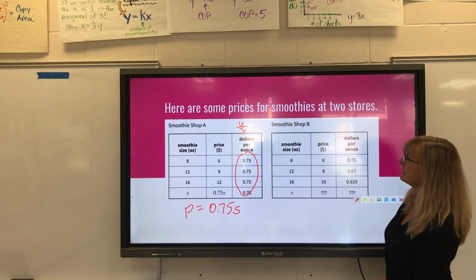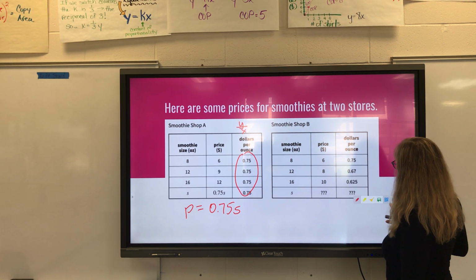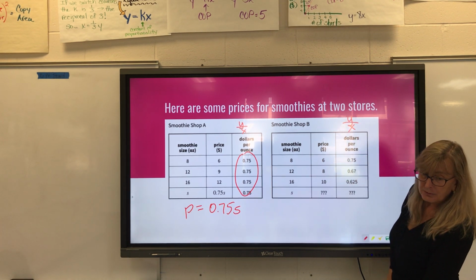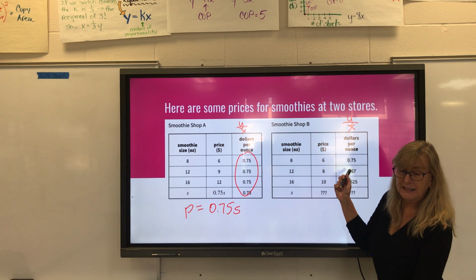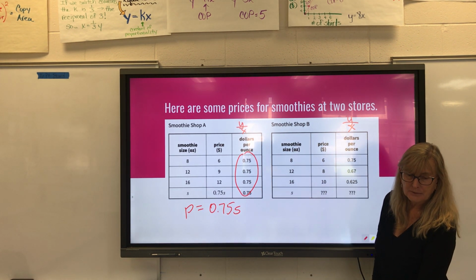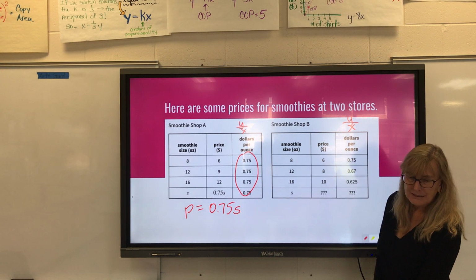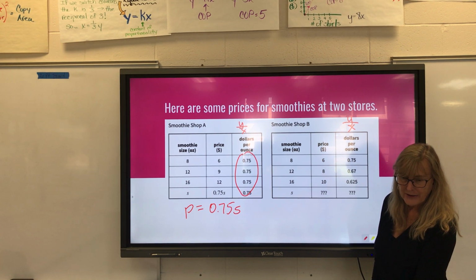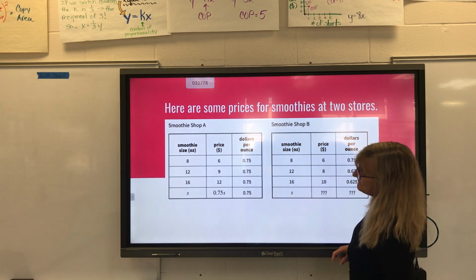All right, now at Smoothie Shop B, this is our COP or our y over x table. Is there a proportional relationship at Smoothie Shop B? No. We can say that it is definitely not a proportional relationship because depending on the size, you pay a different amount per ounce. Questions you have for me on that? All right, let's move on to the practice problems then.